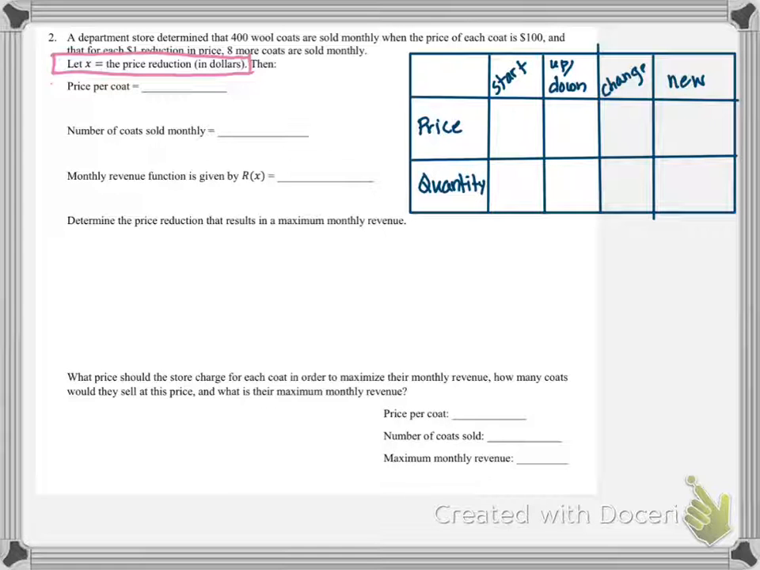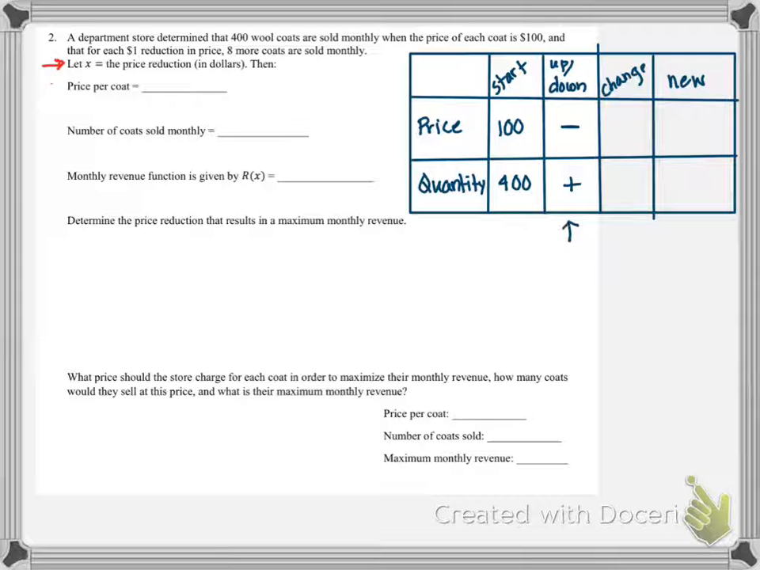What are we starting with? Well, it tells us that at a price of 100, we can sell 400 coats. So our starting price is 100 and our starting quantity is 400. And then I have to figure out which of these is going up and which is going down. Is the price going up or going down? It's going down, right? Because we're told that for each $1 reduction in price, 8 more coats are sold. We're also told, just by the way we defined our variable, that it's the reduction in price. So price has to be going down. So this is subtraction, which makes this addition.